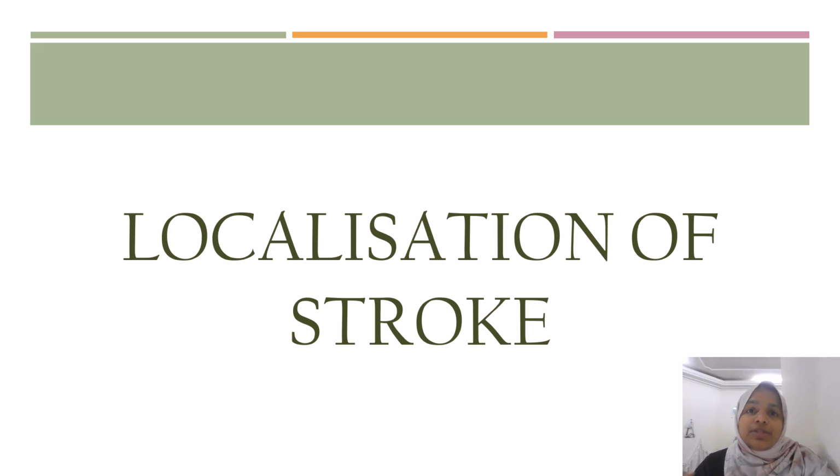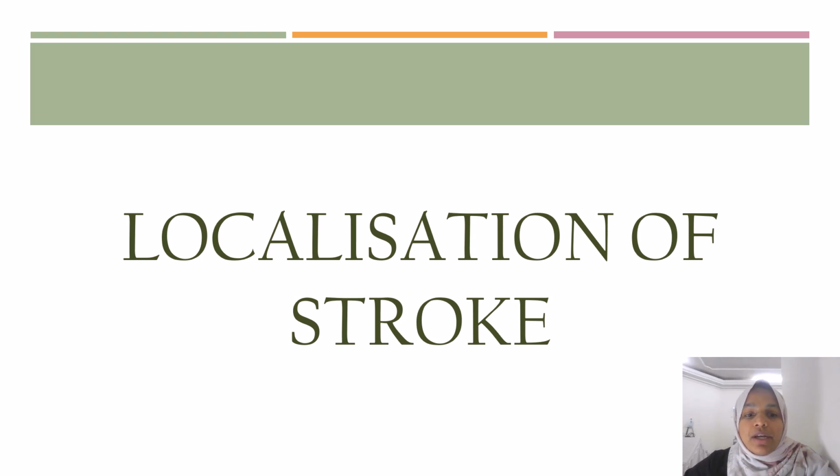When you localize a stroke, it can be cortical lesions, subcortical lesions, brainstem, or you even have spinal cord lesions. Today we are mainly concerned about the brainstem stroke. One peculiarity of brainstem stroke is crossed hemiplegia.